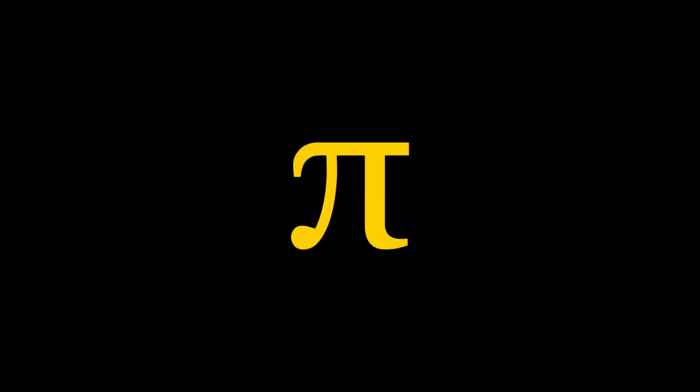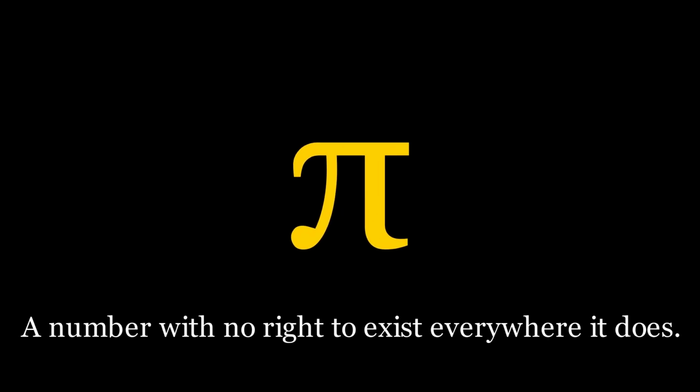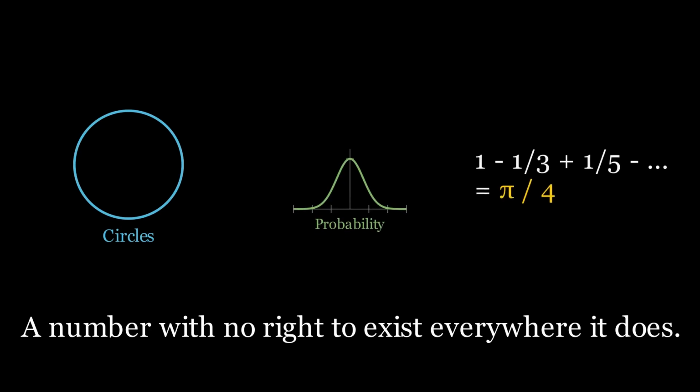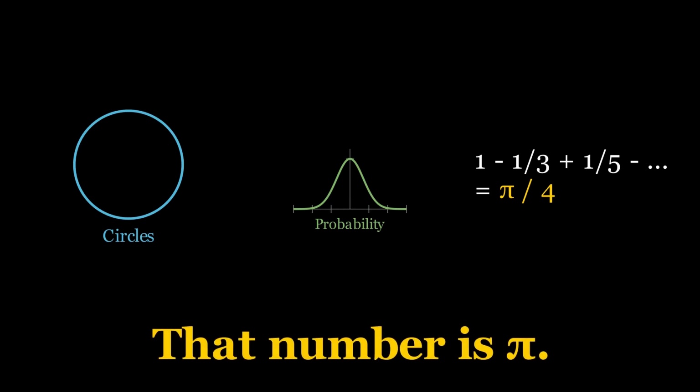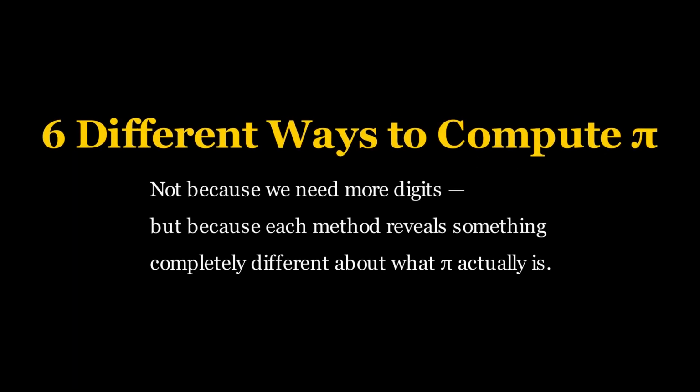Here's a number that has no right to exist everywhere it does. It shows up in circles, obviously, but also in probability, in physics, in an infinite sum of fractions that have nothing to do with circles whatsoever. That number is pi. Today, we're computing it 6 different ways. Not because we need more digits, but because each method reveals something completely different about what pi actually is.